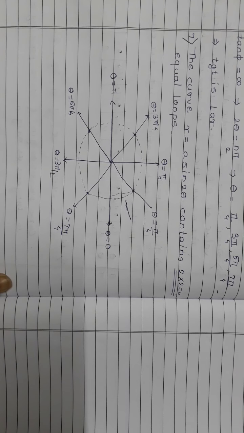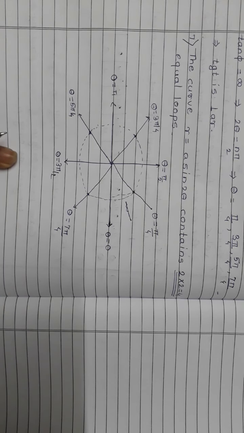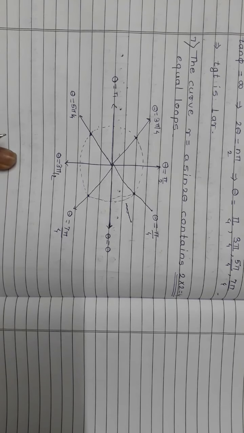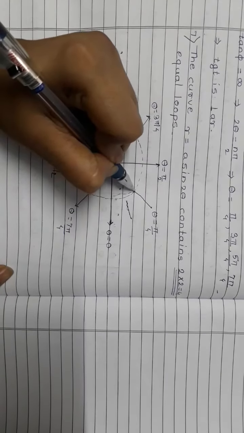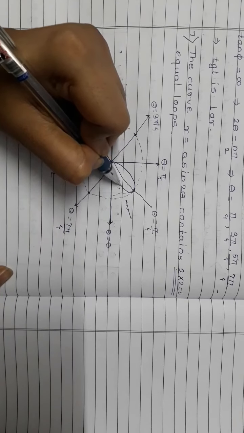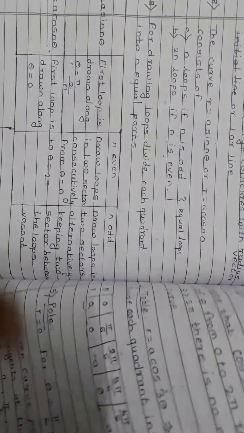Right? And what is the starting point in this case? The starting point is nothing but pi by 2 divided by n. n is 2, so pi by 2 divided by 2 is nothing but pi by 4. So first loop is here. Correct? Then what about the second loop?